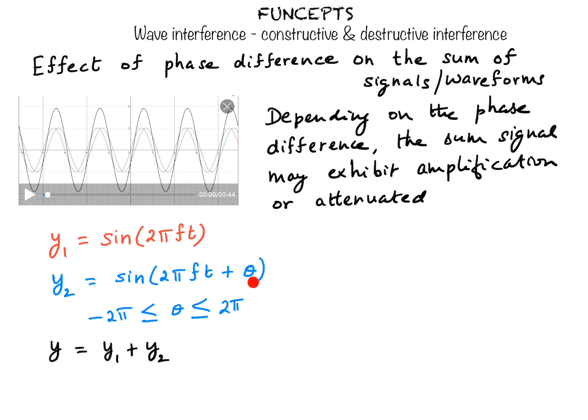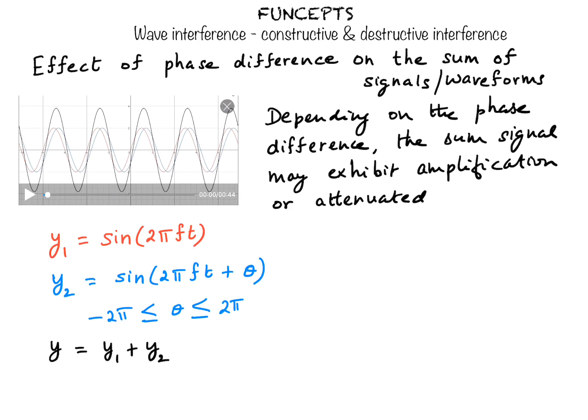The phase angle theta is going to be varied between minus 2 pi and plus 2 pi, and we will see the result on the sum waveform, denoted by the black waveform y, which is y1 plus y2. The red waveform is the reference, and the blue waveform is a similar sine wave with some phase shift theta, varied between minus 2 pi and plus 2 pi.